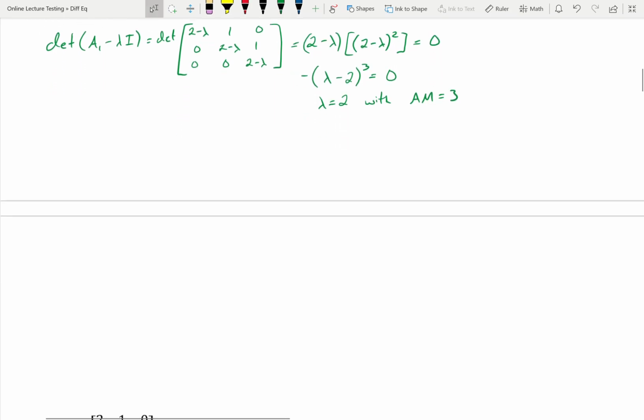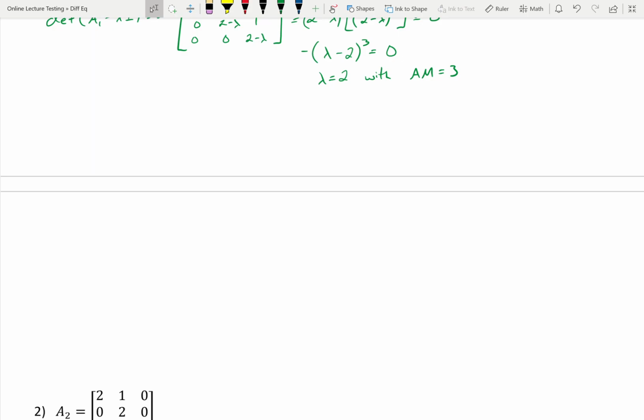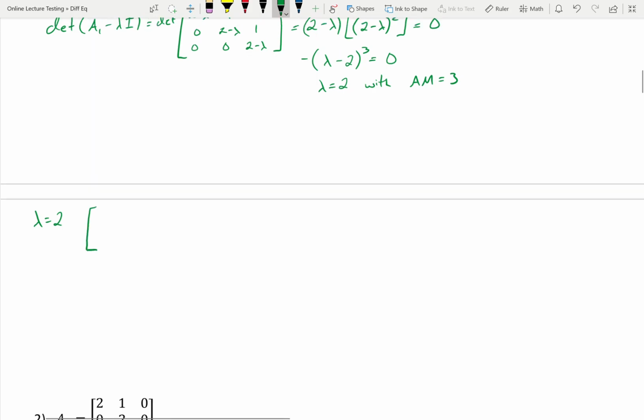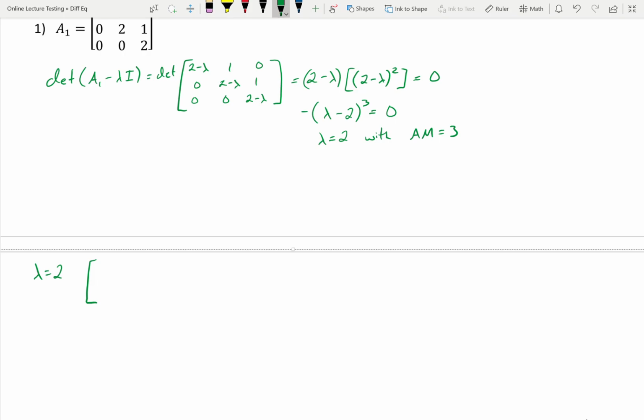So let's find the eigenvector and talk about its geometric multiplicity. So with lambda equal to 2, we plug that back into our matrix A minus lambda I, and I'm going to get 0, 1, 0, 0, 0, 1, 0, 0, 0. And we're going to multiply that again by our vector here, which we're trying to find. That's supposed to be just x1, x2, x3, set equal to 0, 0, 0.